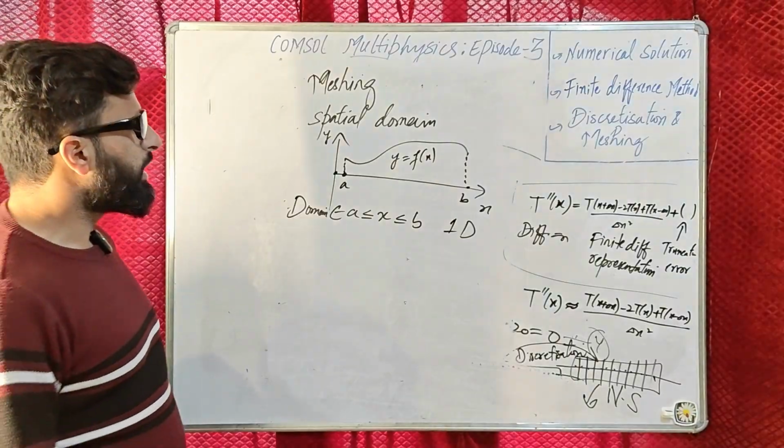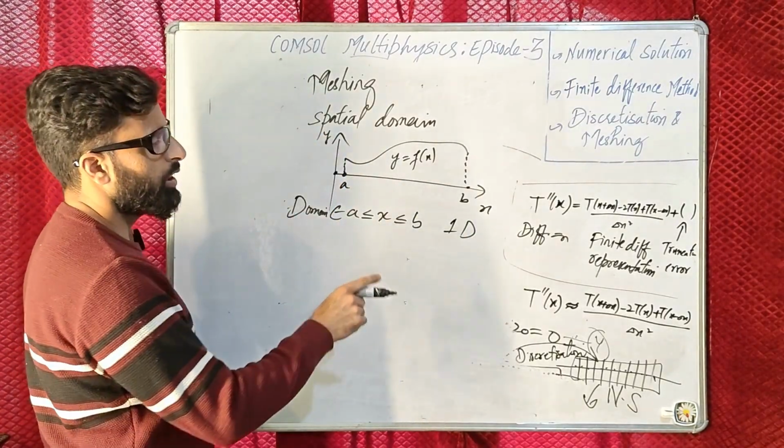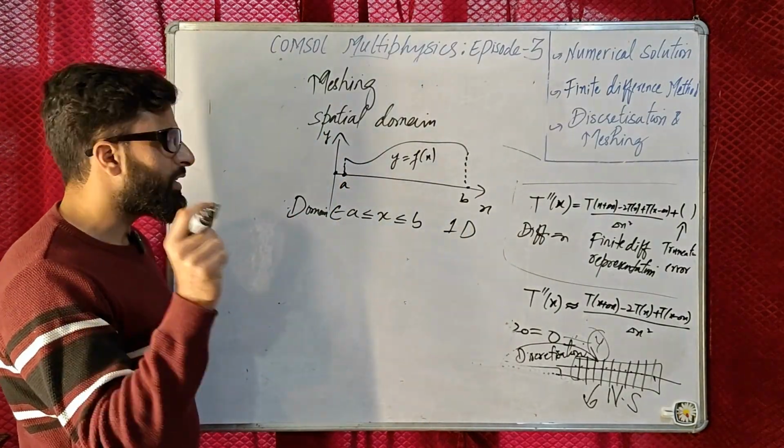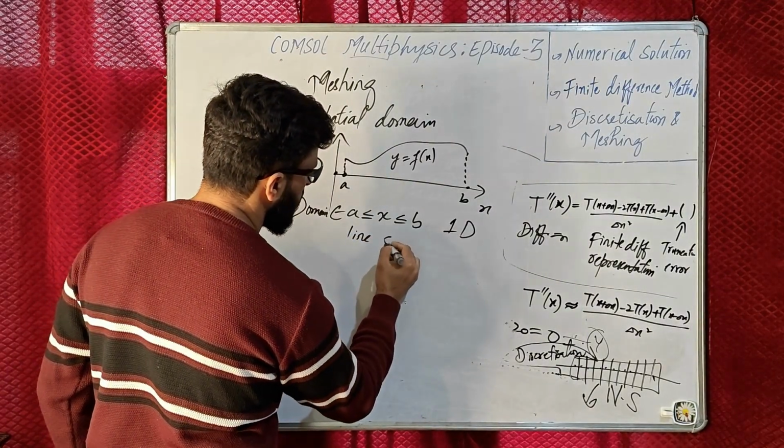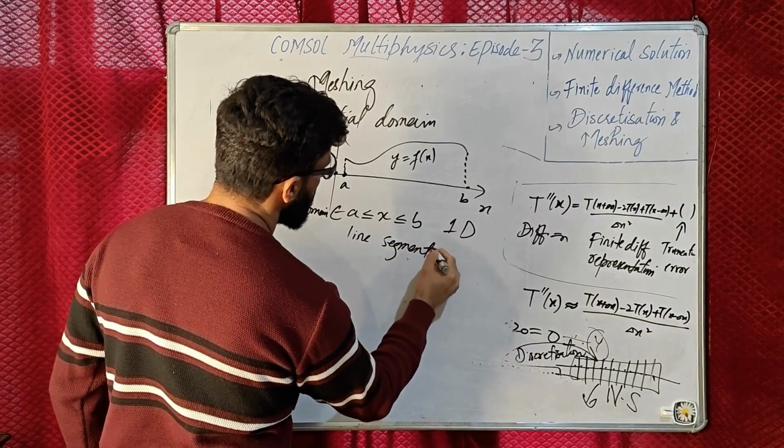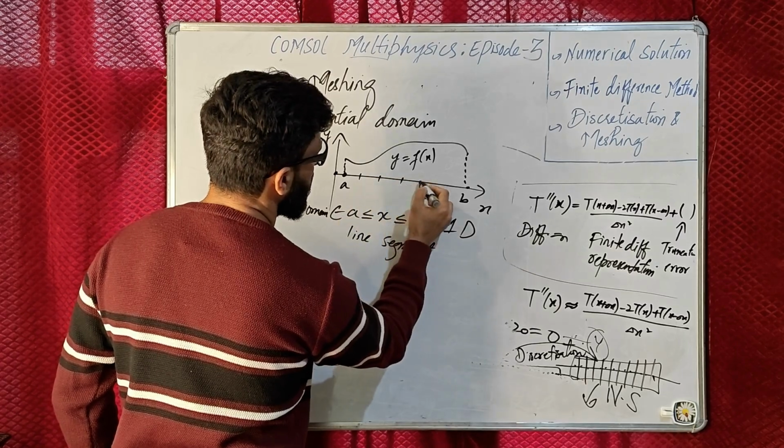That means when we discretize a one dimensional domain, its element will obviously be a line segment. Each element will be a line segment.